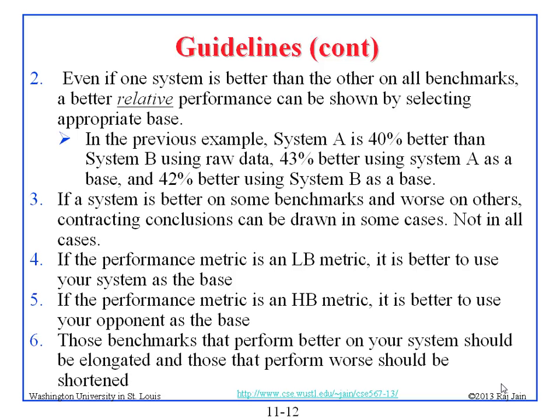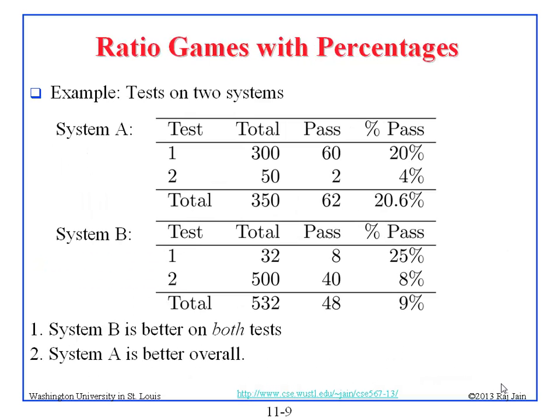This example is exactly that. There are two different tests. It turns out that system B is better in both tests, but by multiplying by different numbers, people could even change the whole conclusion.